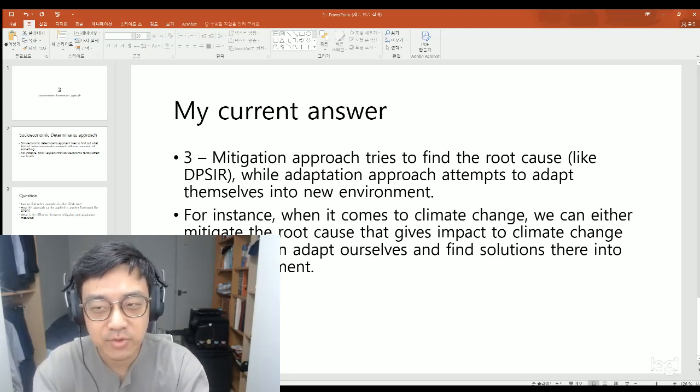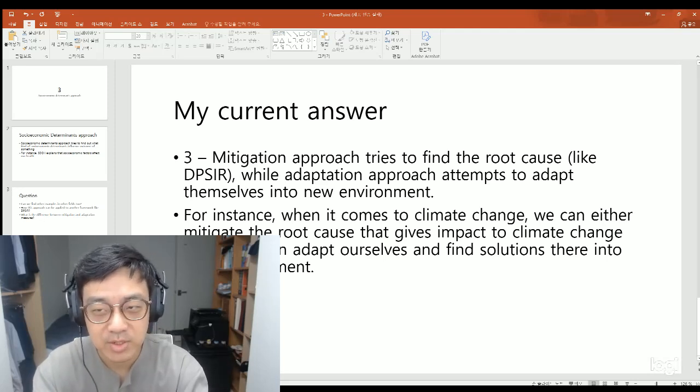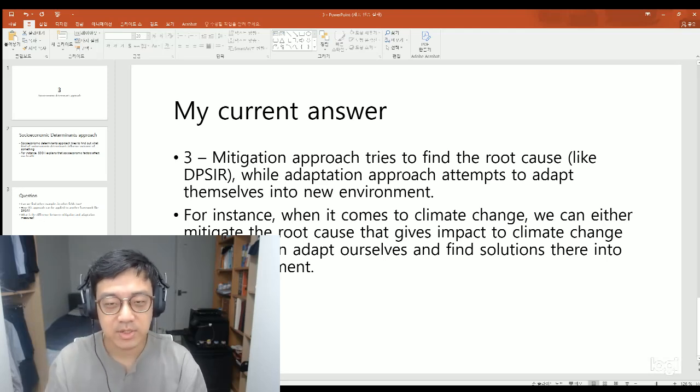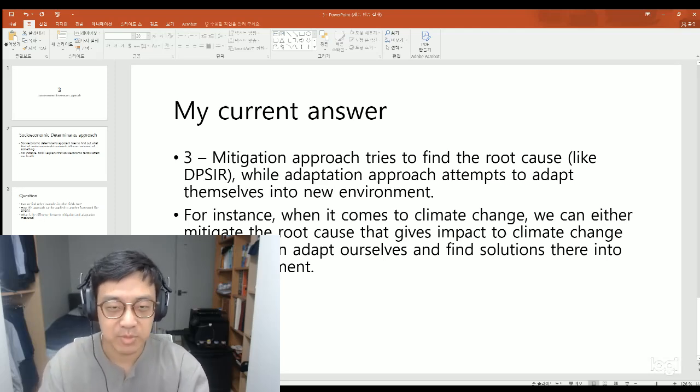Mitigation approach tries to find out the root cause, like DPSIR's driver, while adaptation approach attempts to adapt ourselves to the new environment, like impact, the I in DPSIR. For instance, when it comes to climate change, you can either mitigate the root cause that gives impact to climate change, or we just can adapt ourselves and find solutions there in the new environment. So this is the difference between mitigation and adaptation measures.